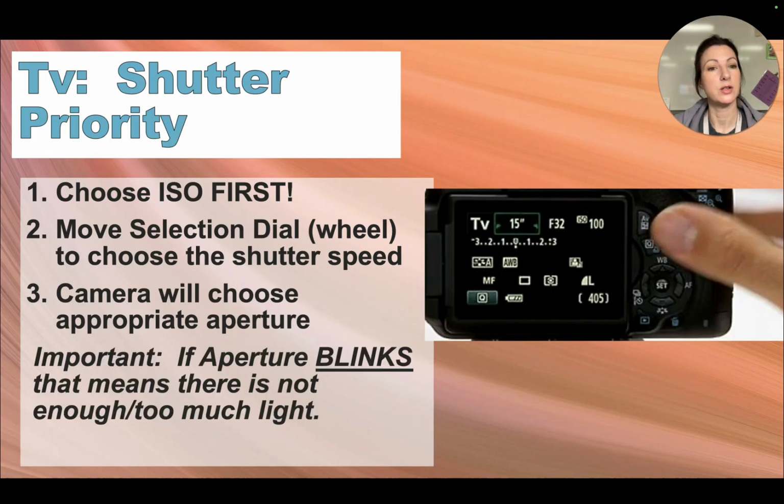However, if you're trying to shoot at a fast shutter speed and your ISO is not set correctly, the aperture is going to blink and you're going to get images that are too dark or too light depending on what you have it set on. If your camera is blinking, it's telling you there is not enough or too much light to make the image you want to take. You need to go back and adjust. Either adjust your aperture, or I would start with your ISO. Was your ISO set correctly?